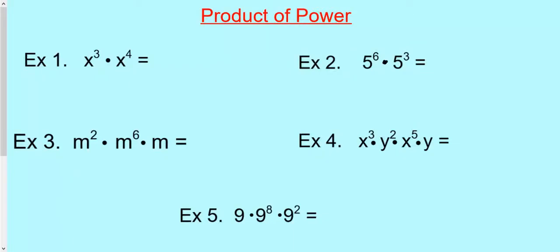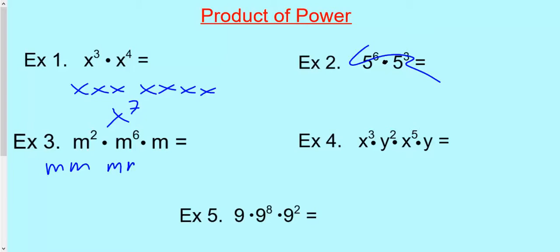Okay, here's just a bunch of sample problems. I'll go through a couple of them. I think I just did this one here. I'm going to not do that one there. X times itself 3 times, and then x times itself 4 times. So we have x times itself 7 times. M, and then 6 more. And then 1 more. So you have 6, 7, 8, 9, m to the 9th power.